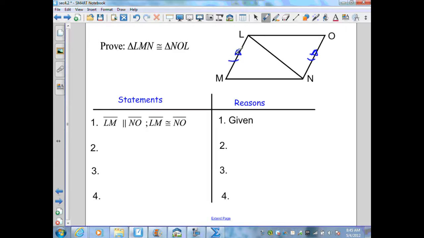Now, I know that these 2 segments are parallel. I'm going to label these 2 angles 1 and 2. And I can see if 2 parallel lines are cut by a transversal, then alternate interior angles are congruent. So angle 1 is congruent to angle 2 by the AIA theorem.